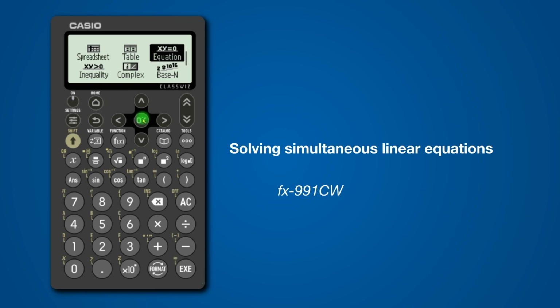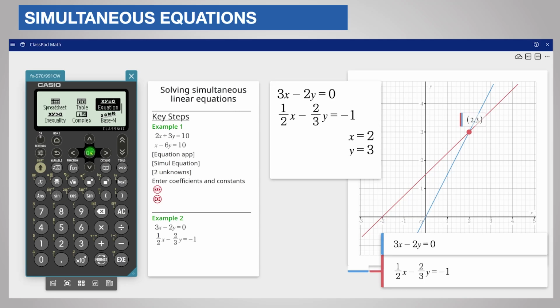This video will help you to solve simultaneous linear equations on the FX991CW. You will find the key steps on the screen and I will demonstrate them live. Choose the equation app from the home screen. Now choose simultaneous equation, which is the first option, and two unknowns.